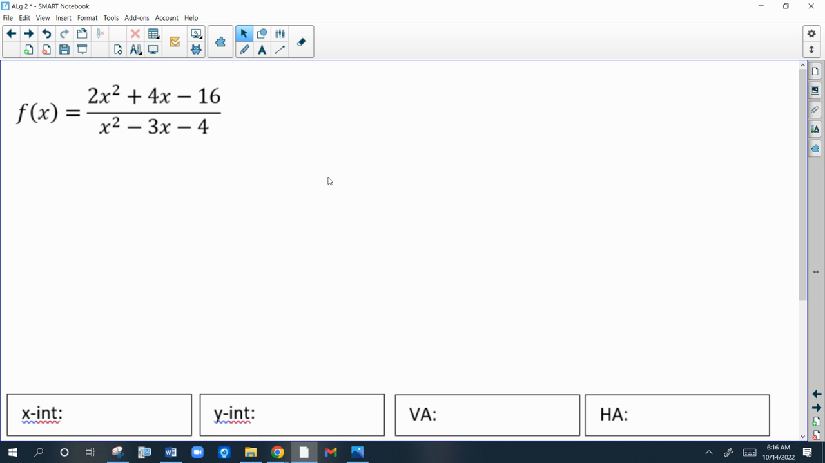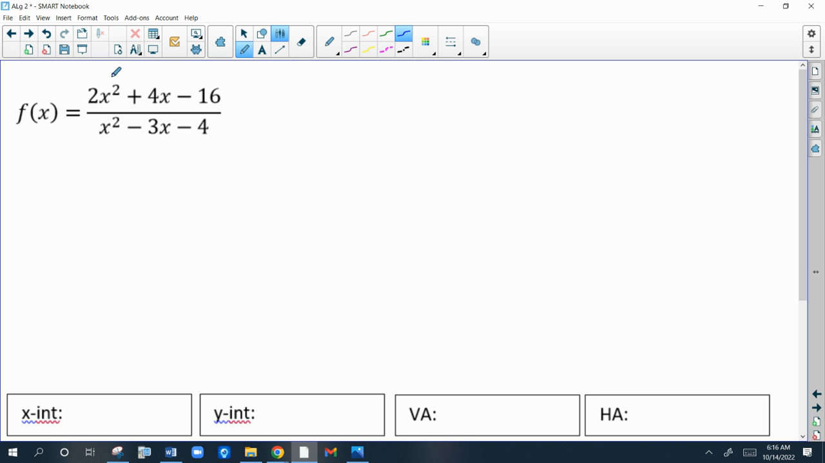The first thing I'm going to do is factor it. But before I factor it, I'm going to look for horizontal asymptotes. You always want to look for horizontal asymptotes when it's in this form. And you can see the degree of the top is 2, the degree of the bottom is 2, so the top and the bottom have the same degree.